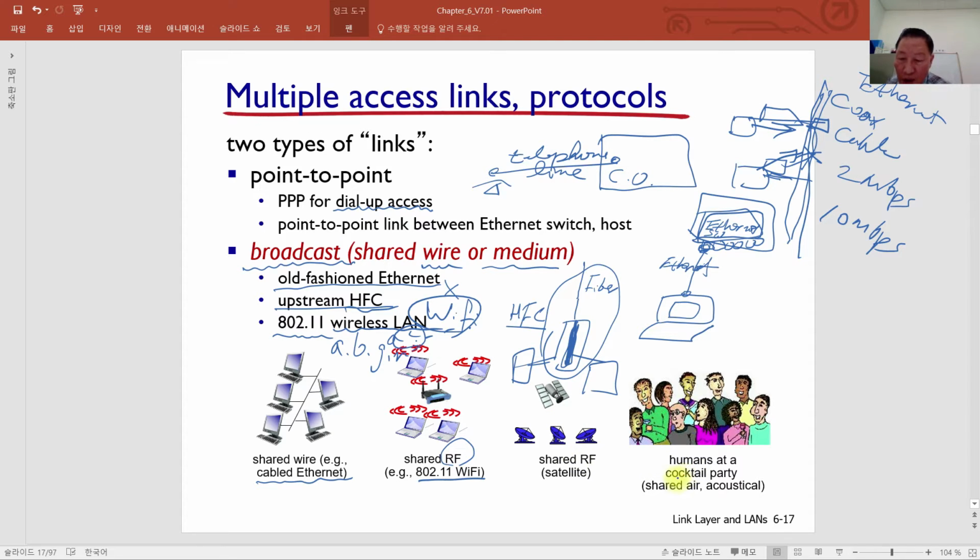Also, another analogy is human conversation in a cocktail party. We are sharing air and we are using acoustical signals to send messages to other people in that cocktail party. That is also another example using a broadcast channel or shared medium. Let's move to the next.